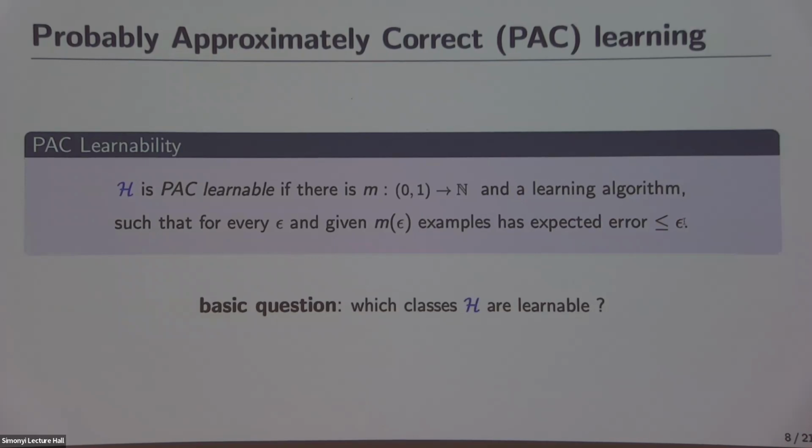Right, so a basic question that we can ask here is which classes H have this property of being learnable? Maybe we wouldn't expect such a simple question to have a clean answer, but in fact, there is a pretty simple combinatorial parameter over the class H that essentially answers this question in a very clean way. So I'll describe this parameter now.